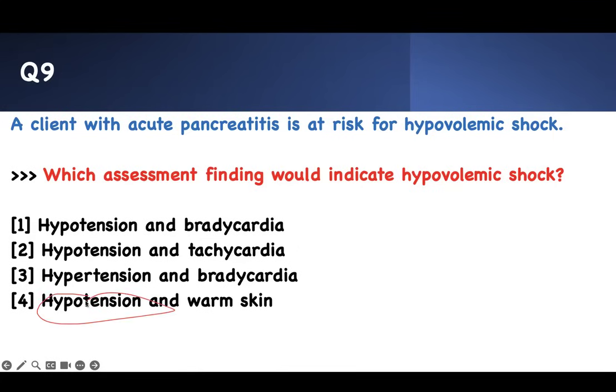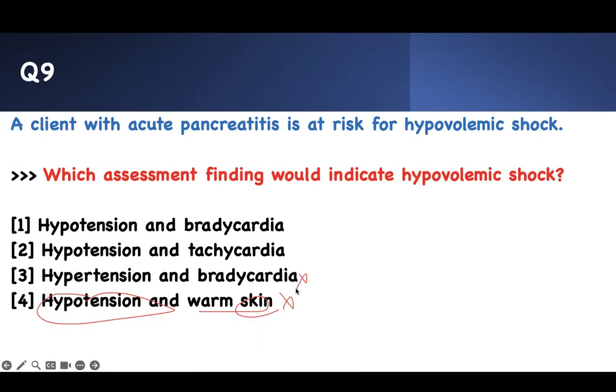If you have hypoperfusion, your blood pressure goes down. But when your skin is warm, it's not hypovolemic shock. When you have hypovolemic shock, your skin becomes cold and clammy. Warm skin is a distributive shock. That means you are in sepsis, right? Or anaphylactic shock. Therefore, this is wrong. Hypertension and bradycardia is the Cushing phenomenon, when you're having an ICP issue. Therefore, this is gone.